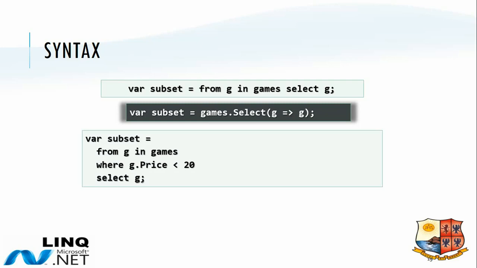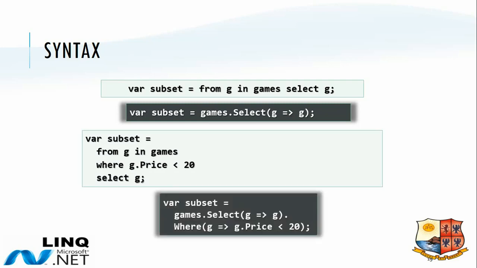So please look at this. How will I write the same thing in method extension syntax? In method extension, I'll write games dot select G goes to G, which means I want everything, but I have a condition. So I'll put dot. Please note there is one dot here, which means collection dot one method, select. In that one I said select everything. Then dot another method where G goes to G dot price less than 20. Both are the same, guys. According to the system, both are the same. But look at the syntax. This is query syntax and this is method syntax.